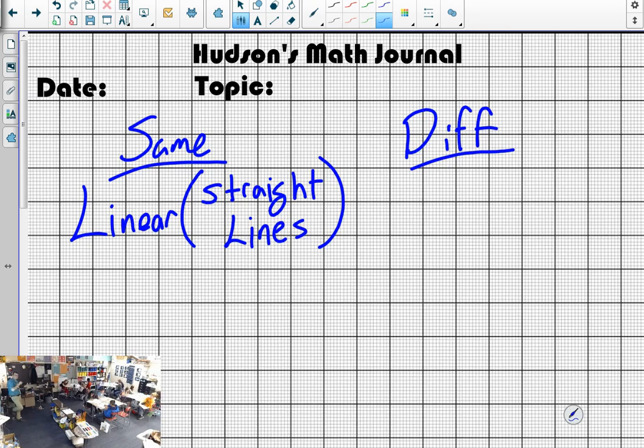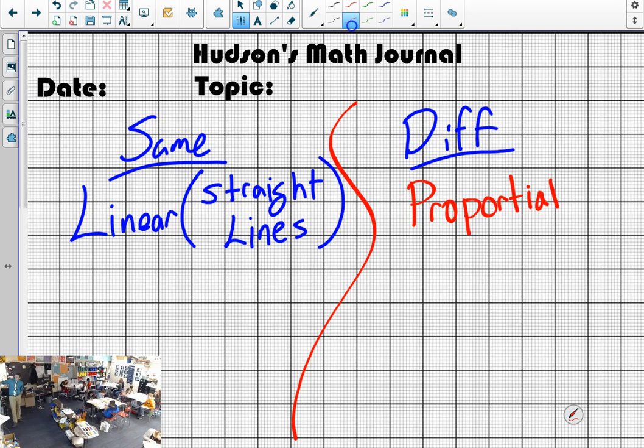Grant? Can I say one for the one on the right? Yeah, it is proportional. So I'm gonna say, trying to figure out how to write this, proportional versus non.